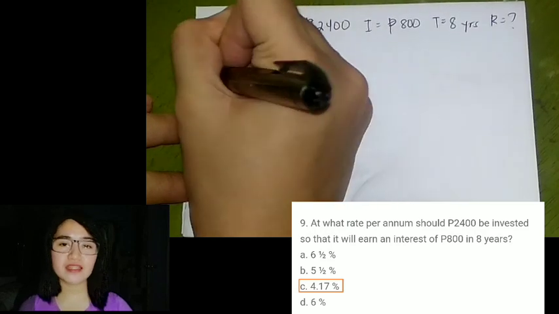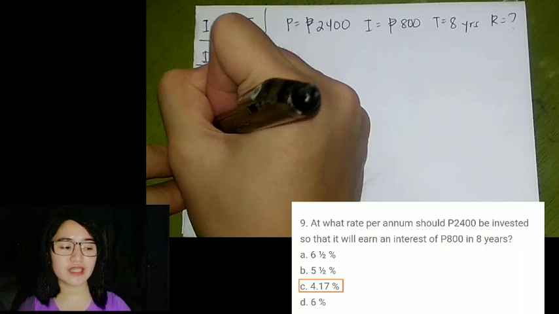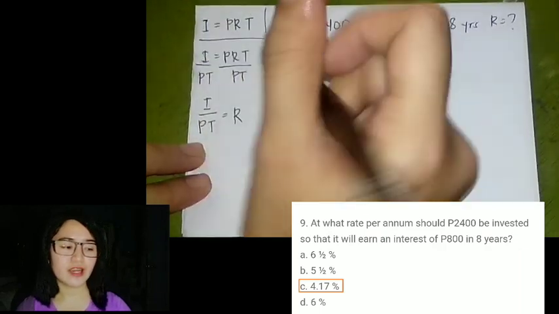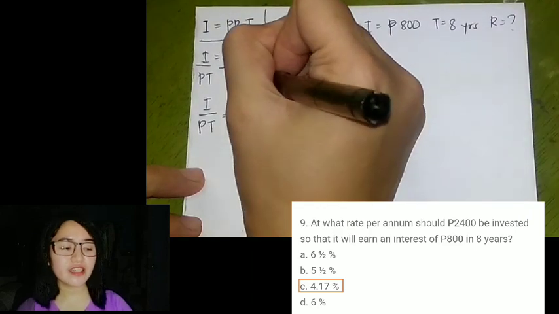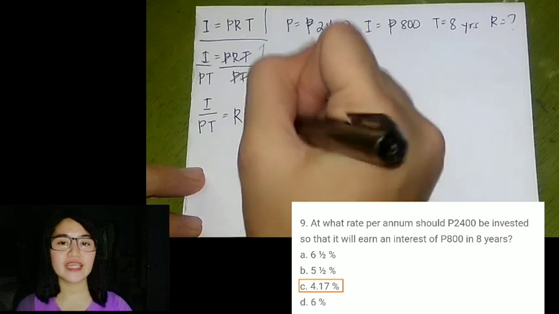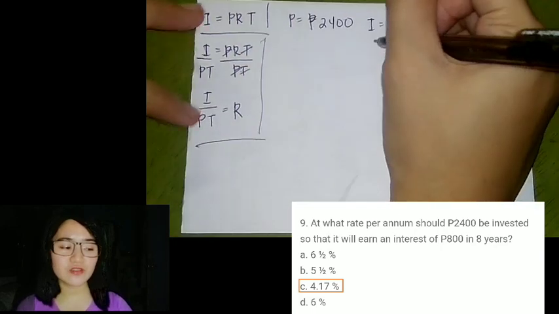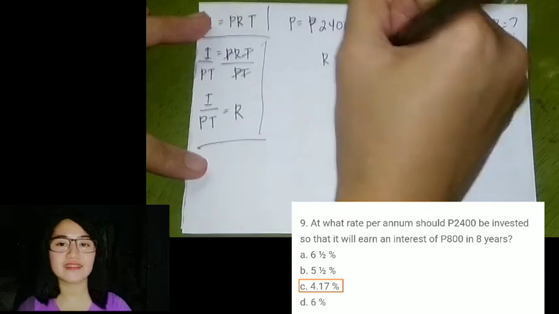So, para maiwan natin mag-isa yung R, kasi nga kukuha tayo ng formula, i-divide natin both sides by PT. So, na-cancel na yung PT sa isang side. So, ang matitira na lang is R is equal to I over PT. Meaning, para makuha natin yung rate, i-divide natin yung interest doon sa product ng principal amount at ng time.